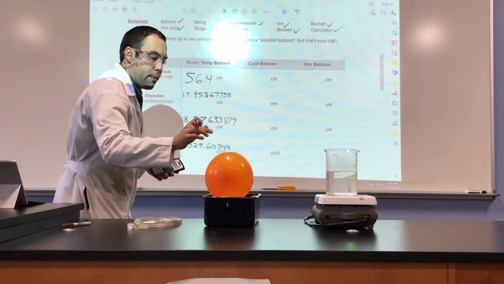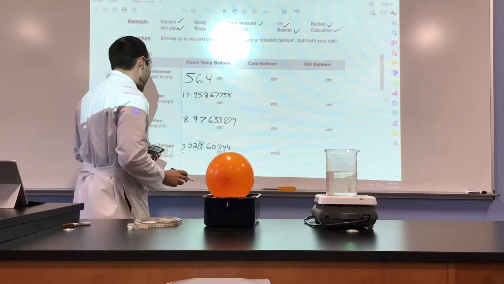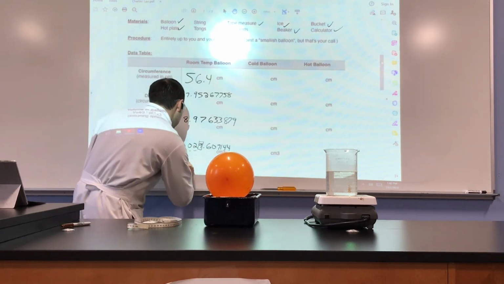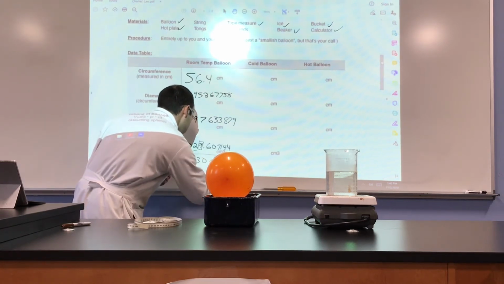Oh, it's going to get away. Three significant figures: 1, 2, 3. The next digit is 9, higher than 5, so our final answer here is 3030 cubic centimeters for the room temperature balloon.